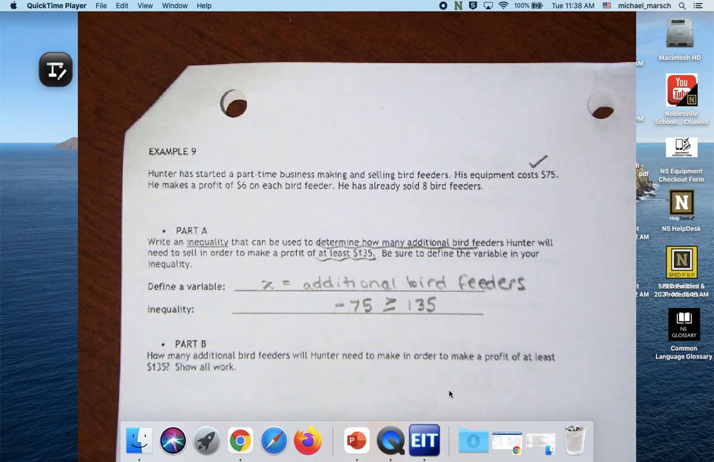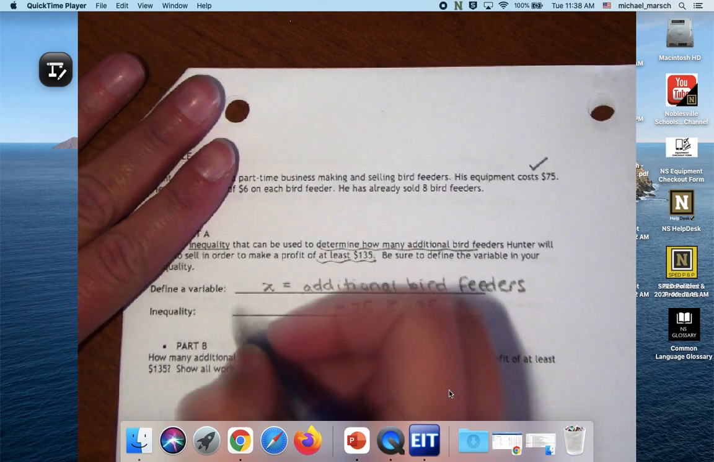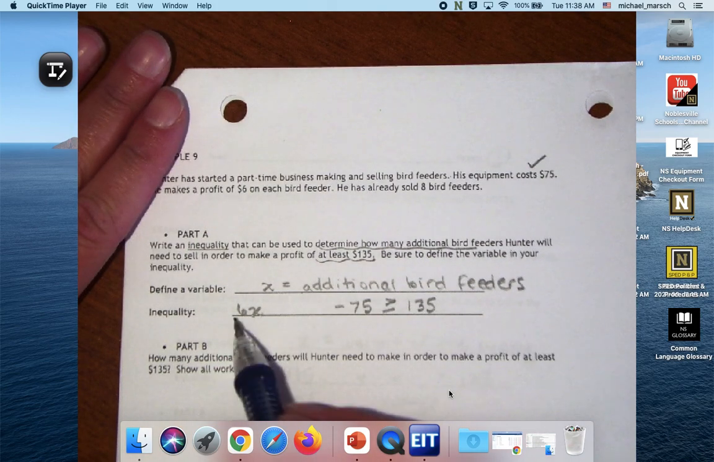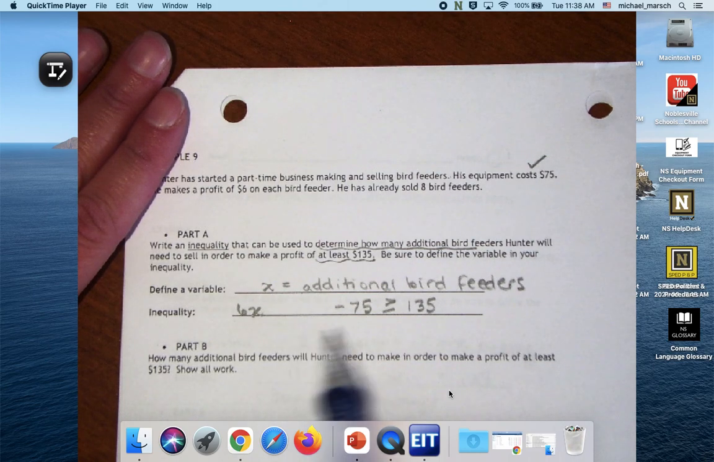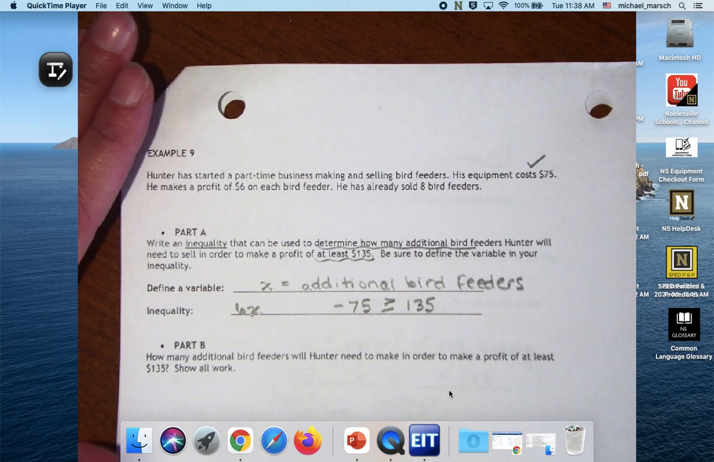Mia, are you stretching or do you know? There's 6. Is it 6? So we have 6x, right? Because $6 per additional bird feeder. But we're also missing something else here. Minus 8. Well, he's already sold 8 bird feeders.